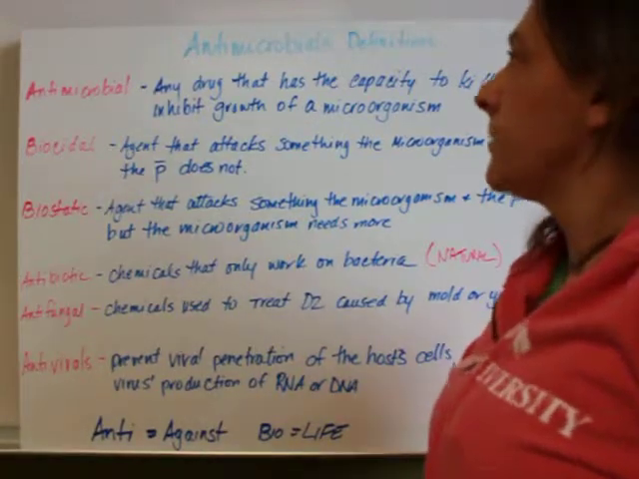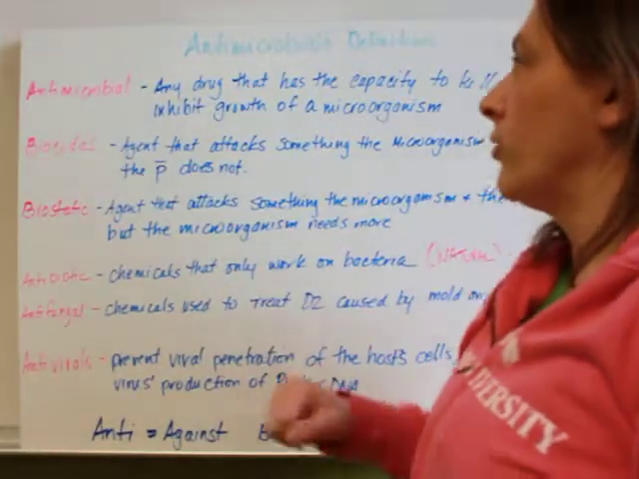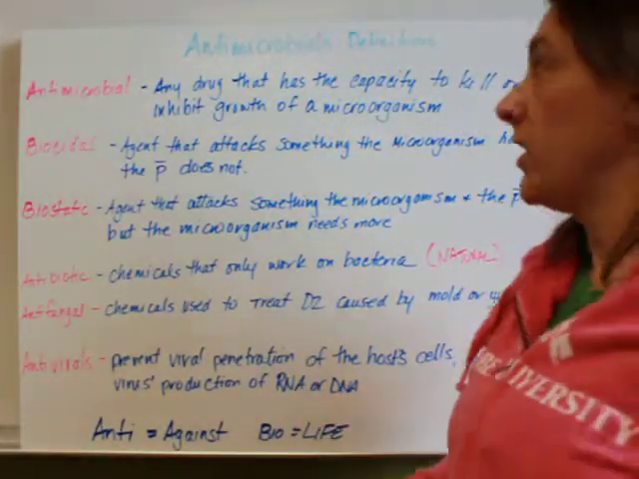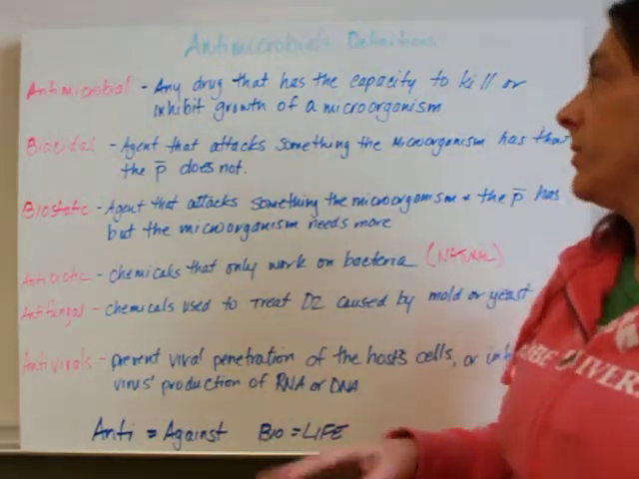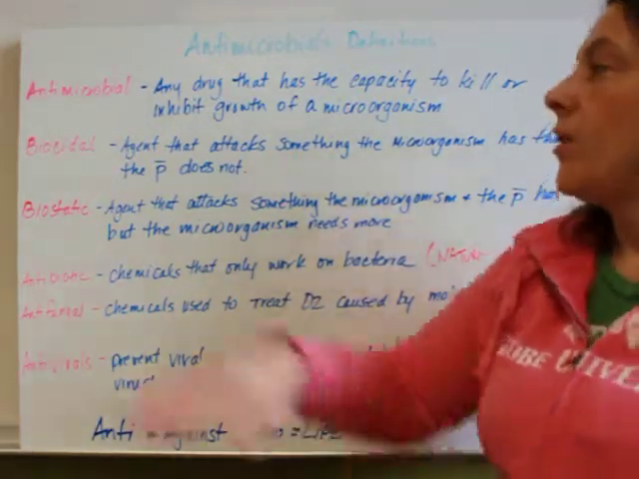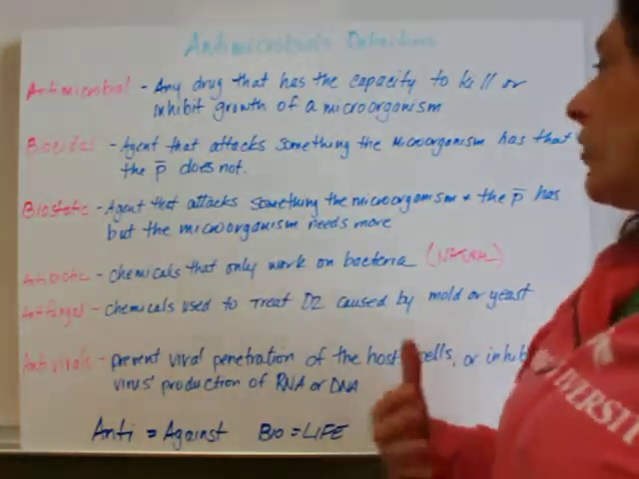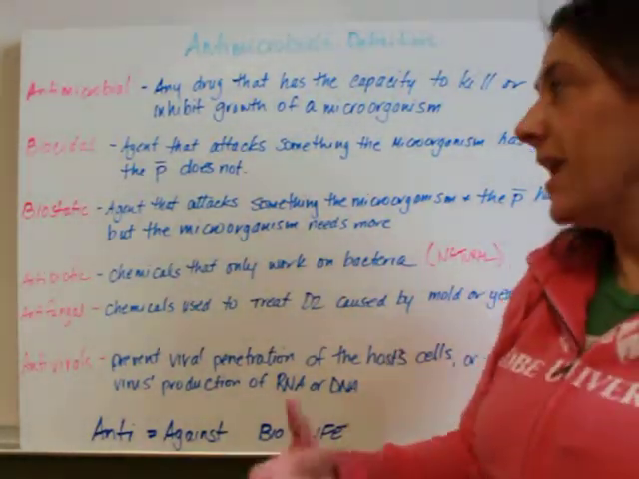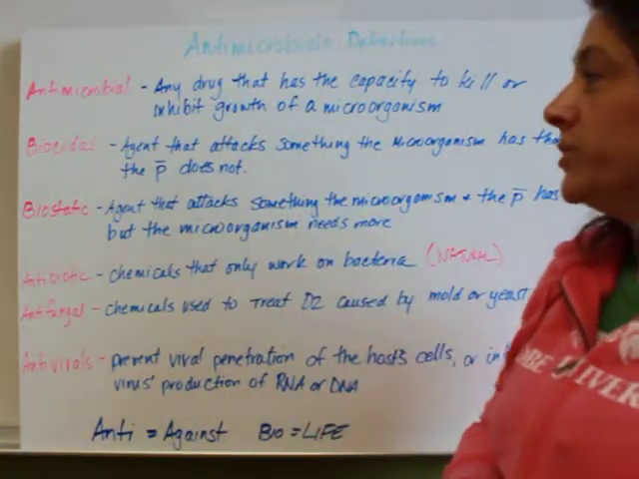All right, antimicrobial definitions that you're going to need to know. So first is antimicrobial, and basically this is any drug that has the capacity to kill or inhibit growth of a microorganism. Okay. Biocidal, this is an agent that attacks something that the microorganism has that the patient does not. We don't have cell walls, bacteria do.